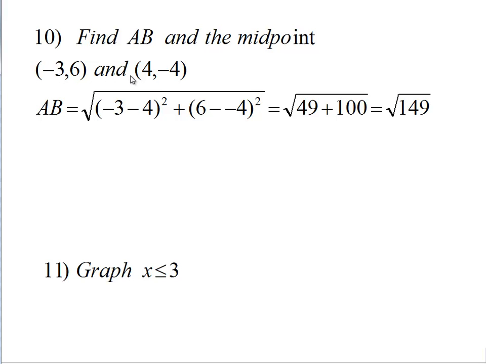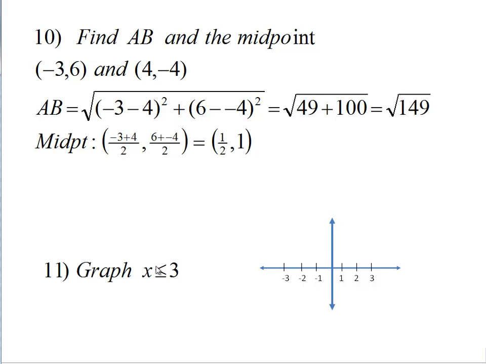Okay, midpoint. We add the x numbers, 4 and -3, divide by 2. 6 and -4, divided by 2. We add them, put a plus in between. Okay, 4 plus -3 is 1 over 2. 6 plus -4 is 2 over 2. So we have 1/2, and then this is 2/2, which is 1.